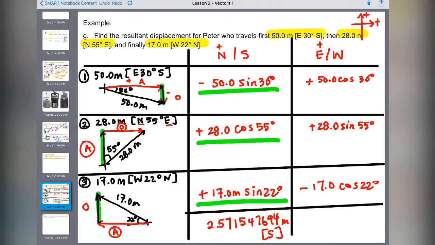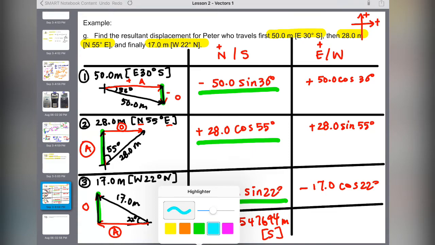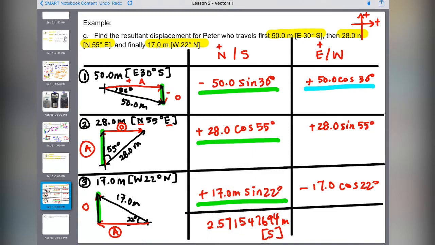Okay. Then I'm going to sum up all the forces that are now going east and west. So I got these guys. By adding this column up, I have summed up all the forces that are going to the east and then travel back to the west. So I know overall horizontally how far I've traveled. So 50 times cos of 30, adding 28 times sine of 55, minus 17 times the cosine of 22. Sum them all up. I get 57.